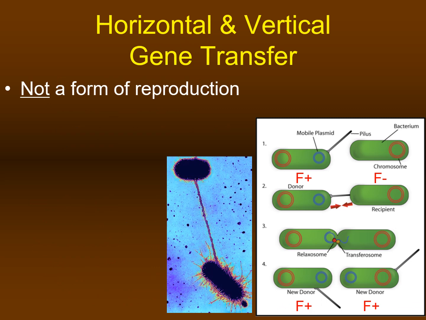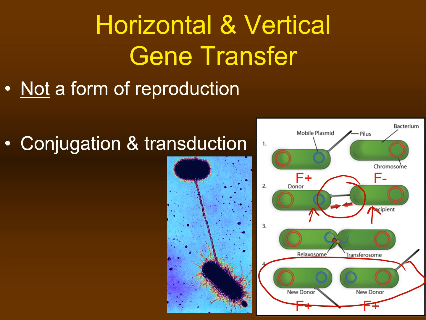It is not a form of bacterial reproduction. It's a form of gene exchange. So here you can see the transfer of the F plasmid from an F plus cell to an F minus cell. The result is that both cells, the old donor and the recipient, become F plus.